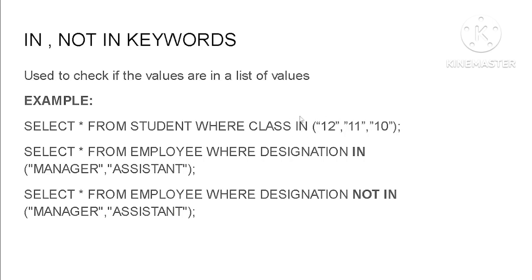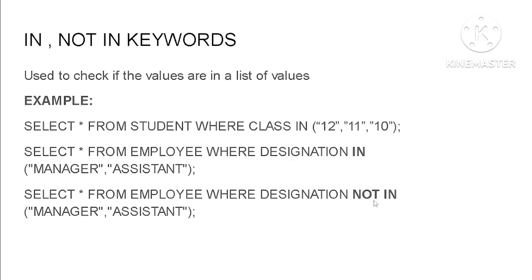Why am I using the in keyword? You can also give select star from student where class equal to 10 or class equal to 11 or class equal to 12. In that case, the command will be a little bit longer. So in will be easy for you to give the command. Same way, select star from employee where designation in manager, assistant. So either it should be manager or it should be assistant. You can also use the or keyword and give the equal to symbol and find out the answer.